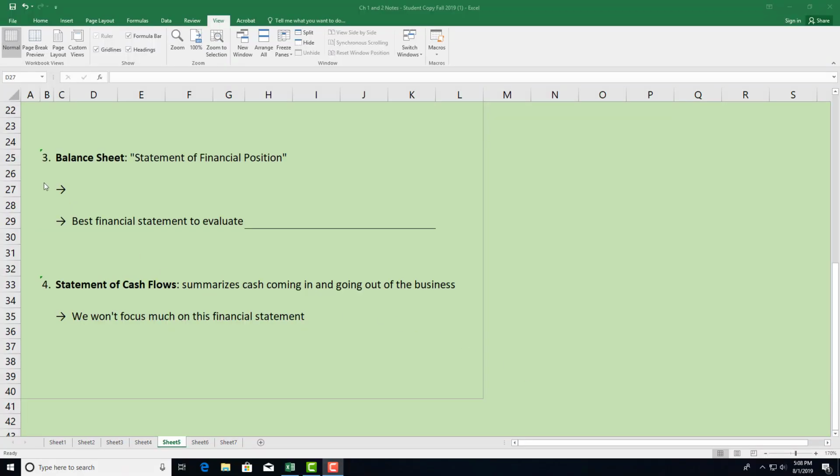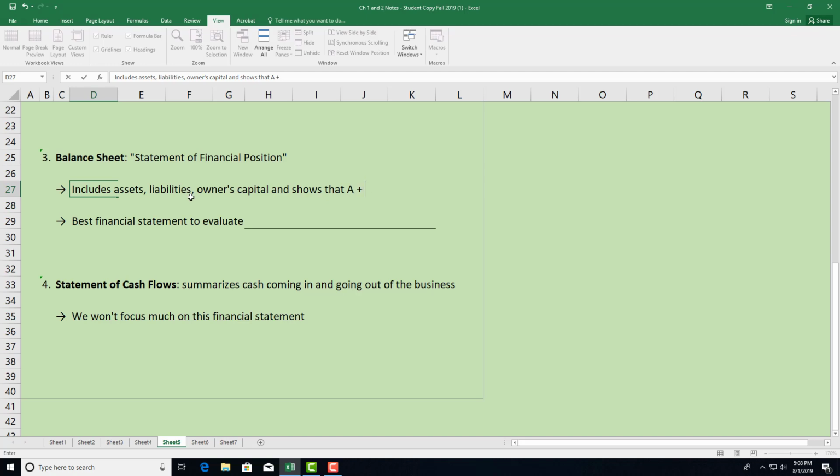Okay, in this video we are picking back up with the financial statements. We'll talk about the balance sheet. So the balance sheet is also known as the statement of financial position. It includes assets, liabilities, and owner's capital, and it shows that assets equals liabilities.